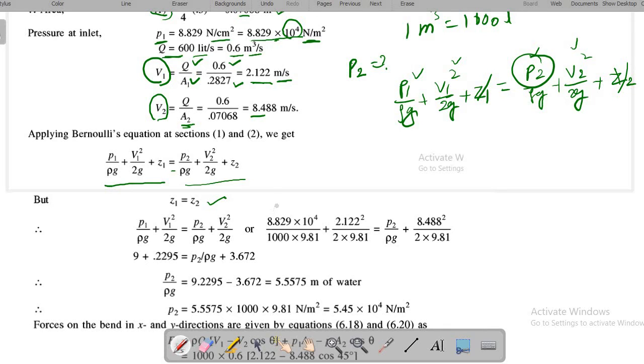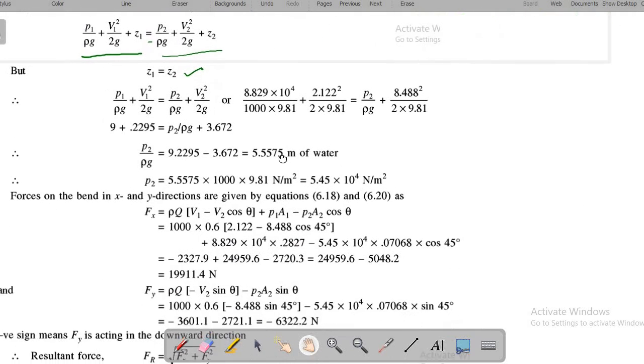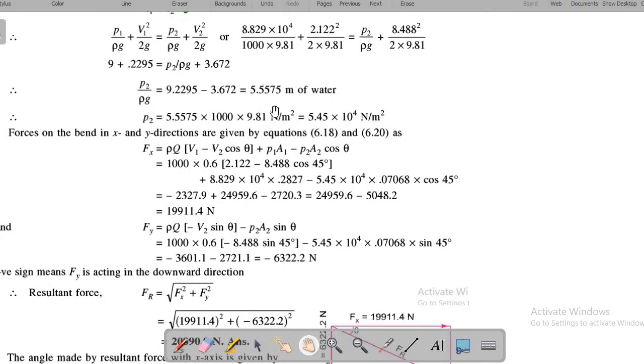Consider a road running straight that then takes a curve; that road deviates in the horizontal direction. The same thing is considered here. Your pipe is running straight but it has taken a deviation, and all of it is at the same level. So Z1 is equal to Z2. The equation becomes P1 by rho g plus V1 squared divided by 2g equals P2 by rho g plus V2 squared divided by 2g.